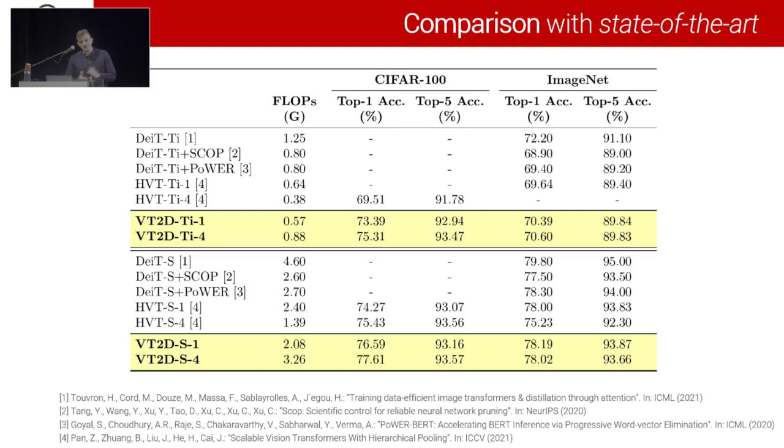As a final analysis, we also report a comparison of our best variants against the state-of-the-art approaches. In particular, we considered approaches that are based on the vision transformer architecture and that employ some techniques to improve the efficiency of the transformer. We considered the knowledge distillation approach proposing DeiT, two variations of DeiT that additionally perform pruning to increase the performance, which are SCOP and PoWER, and the one-dimensional pooling-based approach proposing HVT.